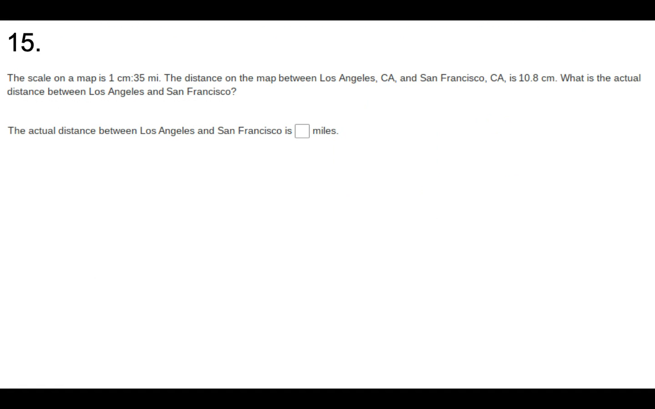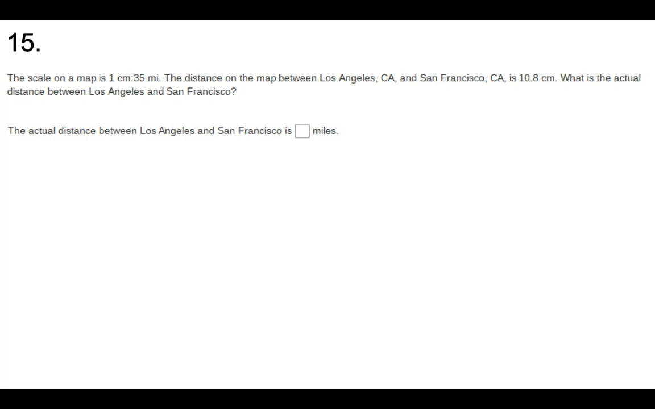And then 15, it says the scale on a map is 1 centimeter to 35 miles. The distance on the map between Los Angeles, California and San Francisco, California is 10.8 centimeters. What is the actual distance between Los Angeles and San Francisco? So they want to know the actual distance. So not the scale, the actual distance in miles. Okay, so go ahead and solve that.